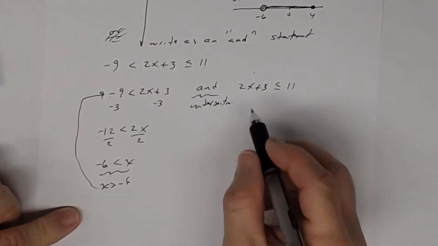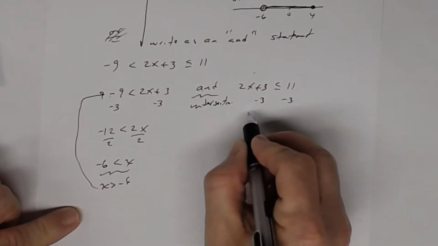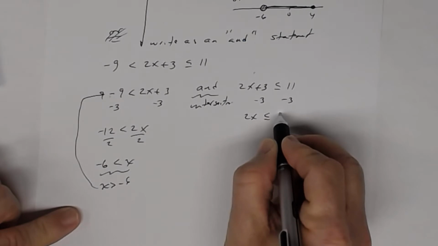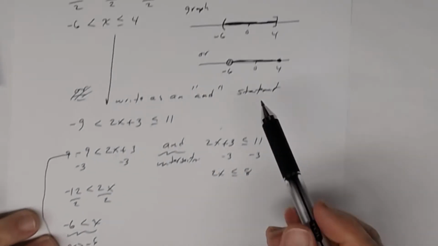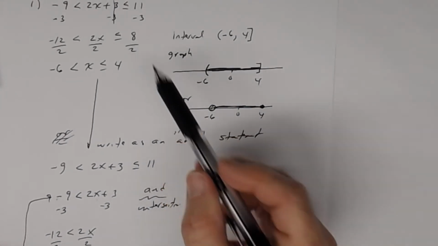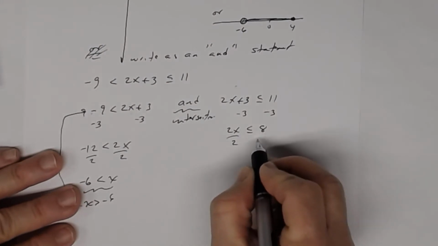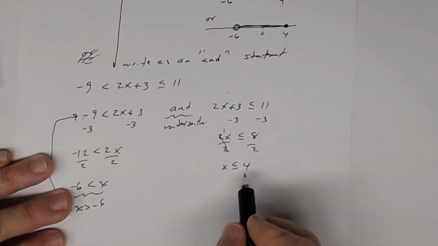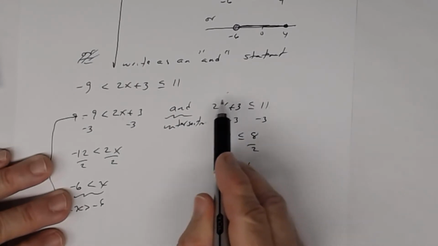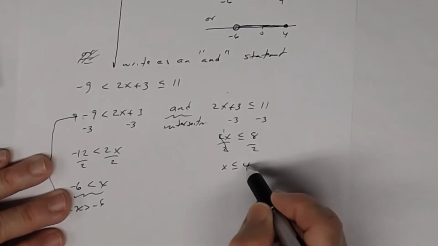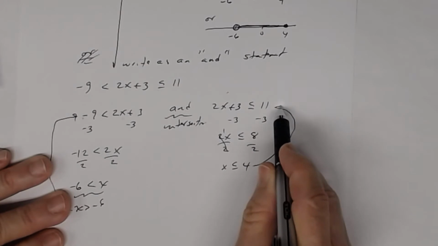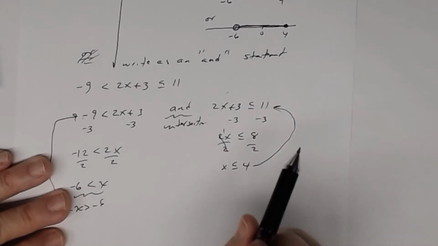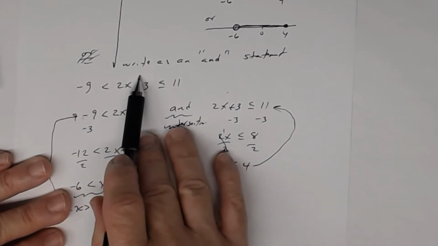We do the same thing here. Subtract 3 from both sides. I get 2x is less than or equal to 8. So notice this 8 is the same as this 8. And so divide both sides by 2, I get x to be less than or equal to 4. So what I found is that the solutions to this simple inequality would be any real number less than or equal to 4. But remember, I'm trying to find the solution to this compound inequality.